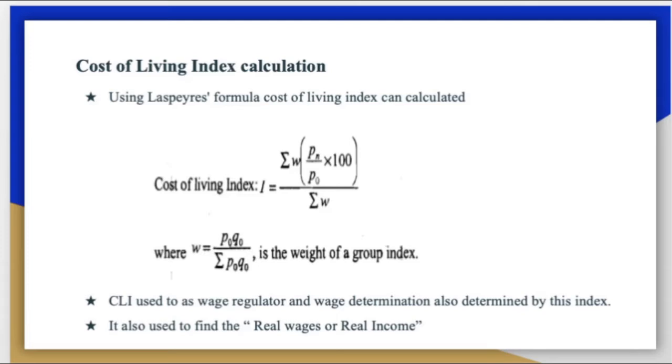The cost of living index is used as a wage regulator, and wage determination is also guided by this index. It is also used to find the real wages or real income of industrial workers or laborers.